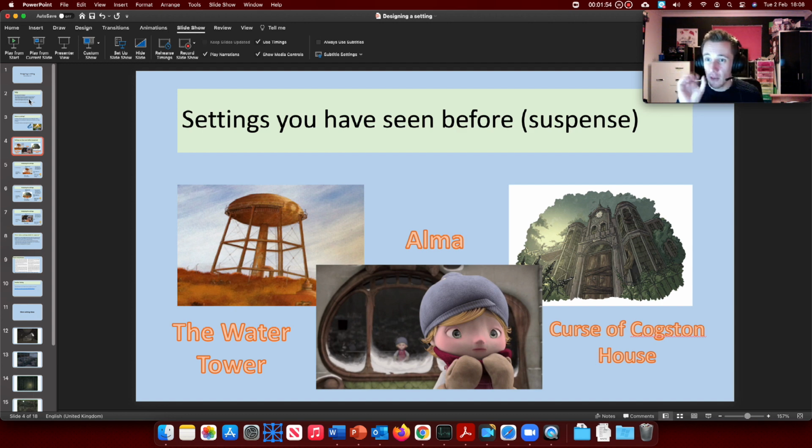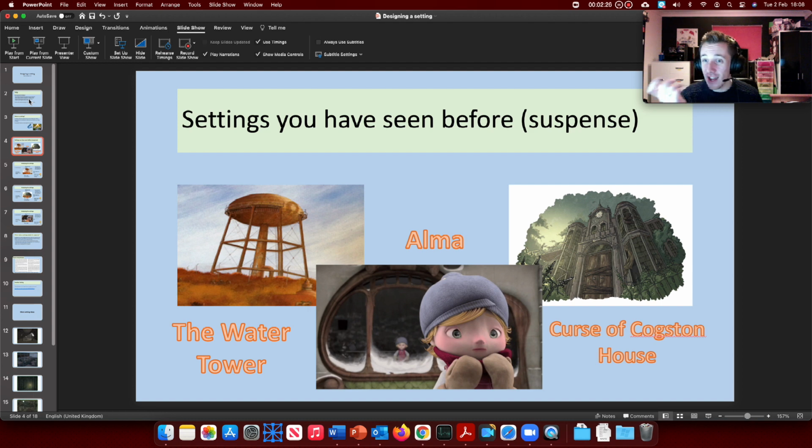Now, settings you have come across before that are used in suspense. Well, this year we have shown you the Water Tower, and we've also shown you the Curse of Cogston House. Both of those have settings that are linked to suspense. With the Water Tower, we have the Water Tower and the town of Preston, which is a very quiet town in the desert. Bit weird. Curse of Cogston House obviously is set in an old abandoned house, possibly haunted, a bit creepy.